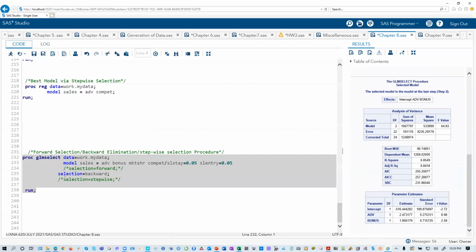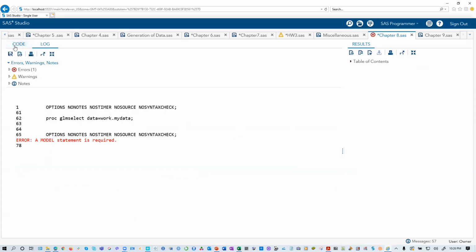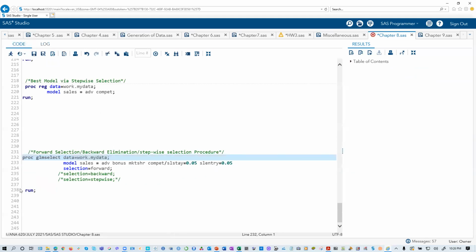Same thing. Let's say that instead of that one, you are planning to use forward selection. I'm going to get this one. Forward selection.